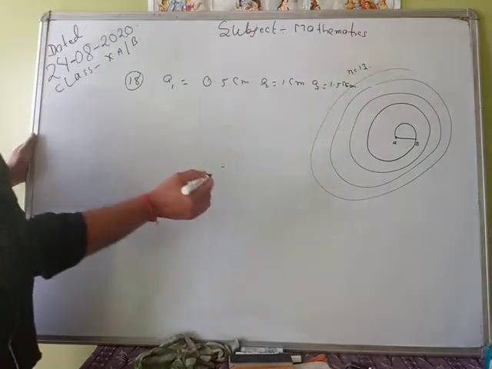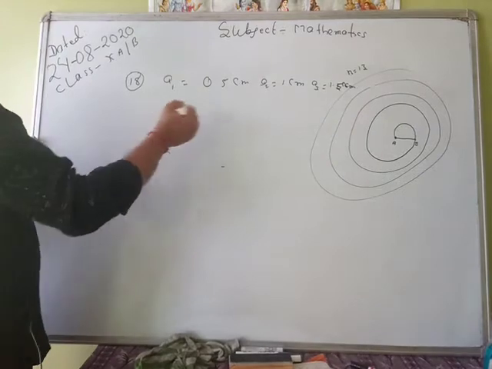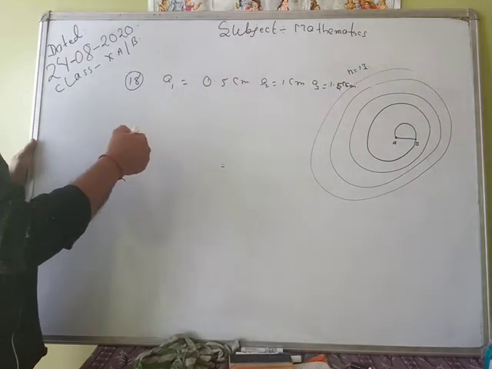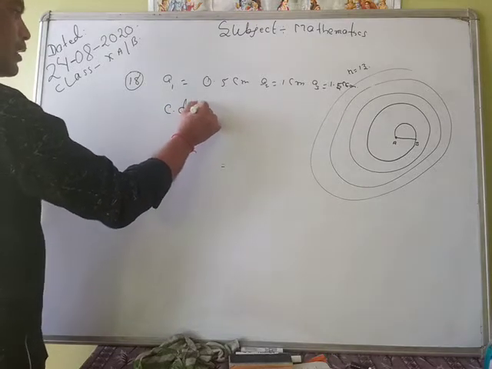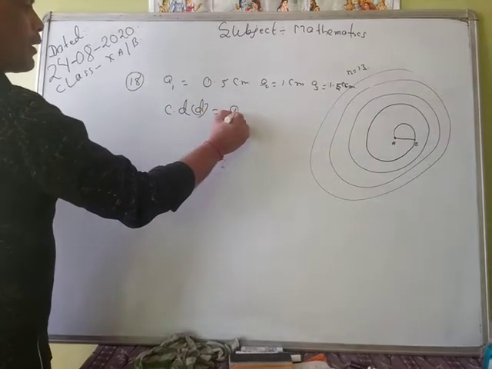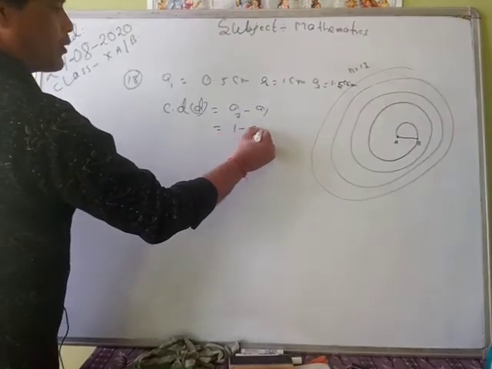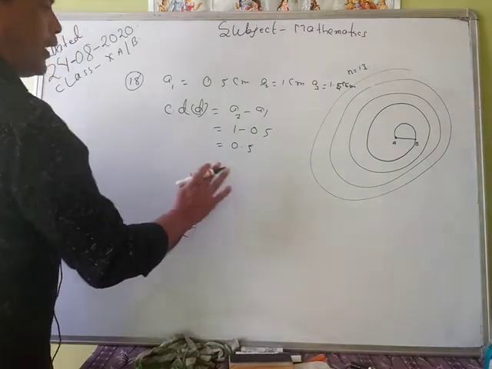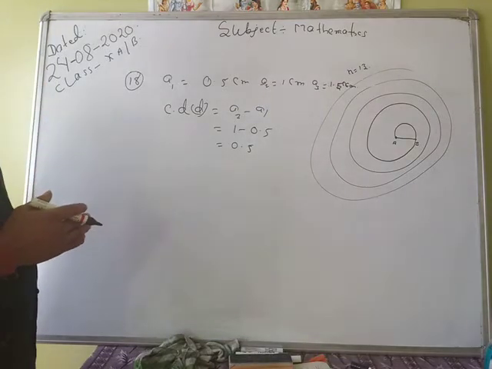The centimeter is given in your books. And then the question asks what the total length is for the 13 spirals. Then we have to find out the common difference, that is d is equal to formula a2 minus a1. a2 value 1, 1 minus 0.5, that is 0.5. And the question tells us, what is the total length of 13 spirals?